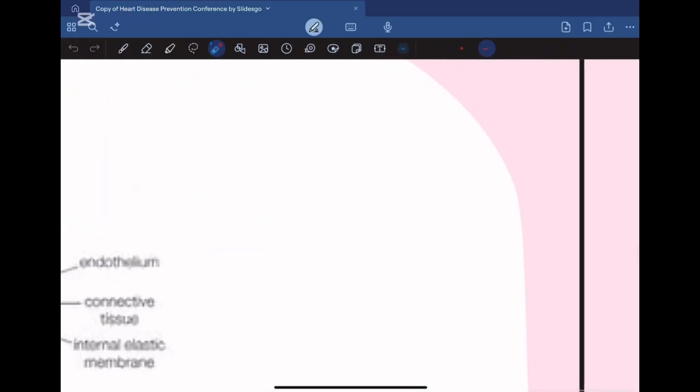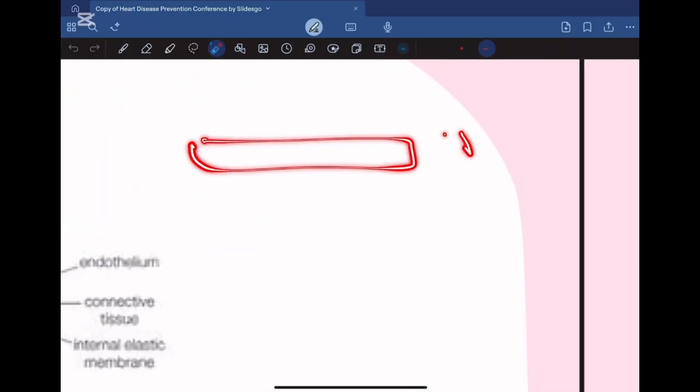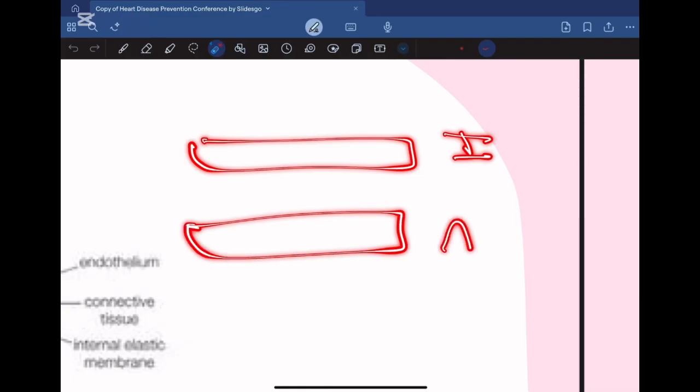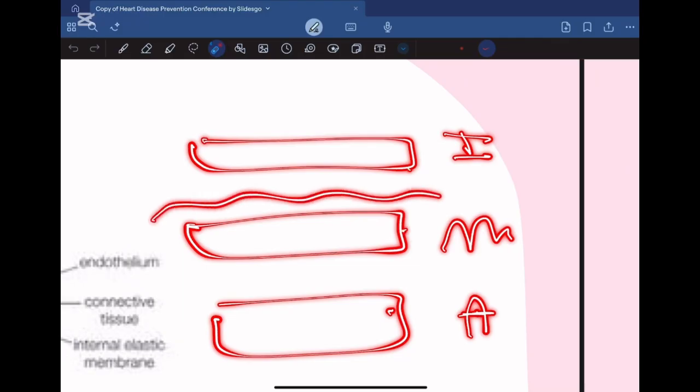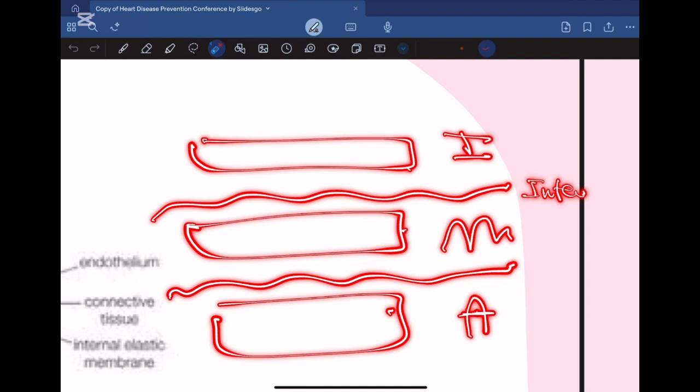Let's do a revision. We have first the tunica intima, then the tunica media, and then the tunica adventitia. So between the intima and the media, what's the thing that will separate them? Internal elastic lamina. And between the media and the adventitia, what's the thing that will separate them? External elastic lamina. So always remember this, guys.